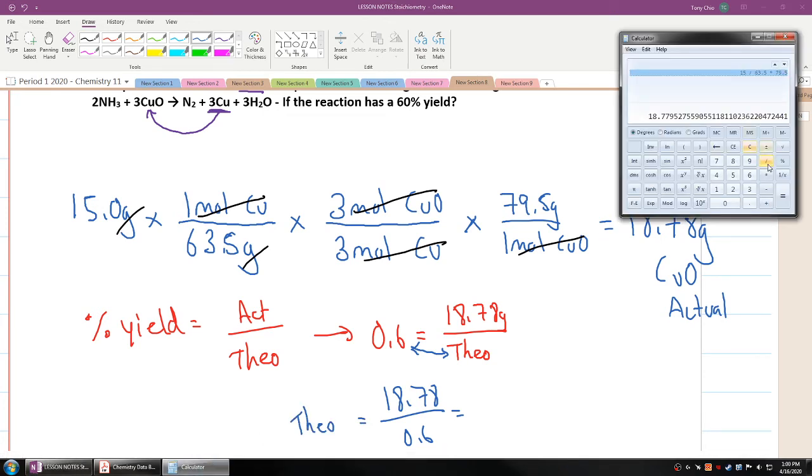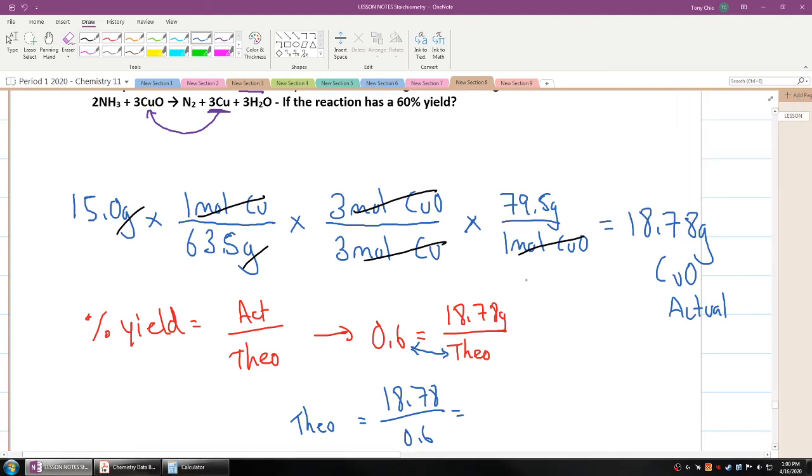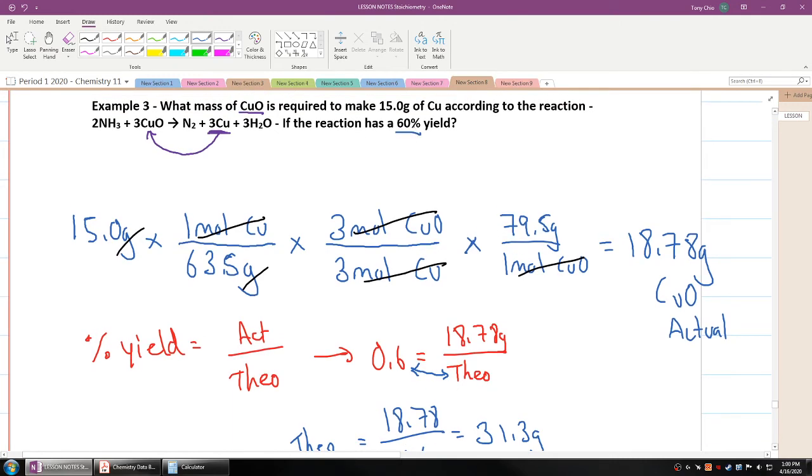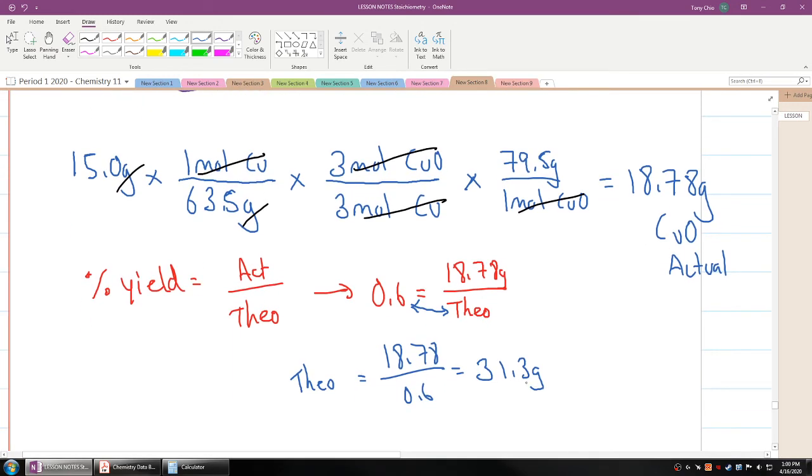What is it going to be? Well, divide this number by 0.6 and you're going to get 31.3 grams. But I'm going to ignore this number as a sig fig, just because it will actually be 1 sig fig, and I'm going to leave it as 3 sig figs. So this is what you're going to need theoretically.